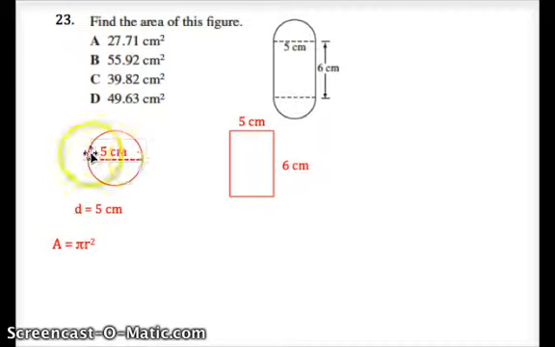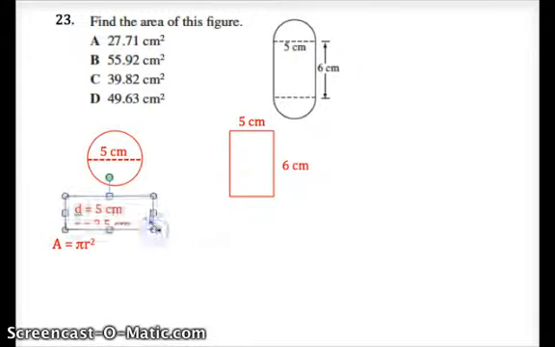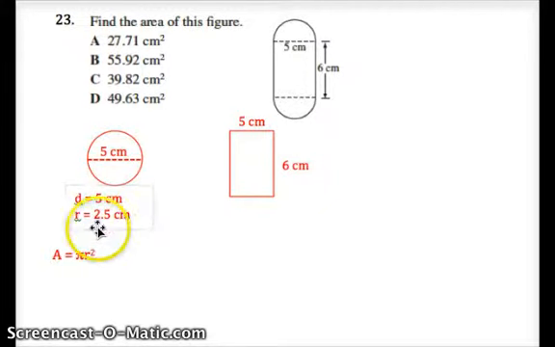But we look at the information we've got up here, we don't have r, we've got d. So if d is 5 centimeters, that's the distance all the way across. The radius, which is half the distance, will be half of 5, which is 2.5 centimeters. So we should just write that out first, that the diameter is 5 centimeters, so the radius is 2.5 centimeters.